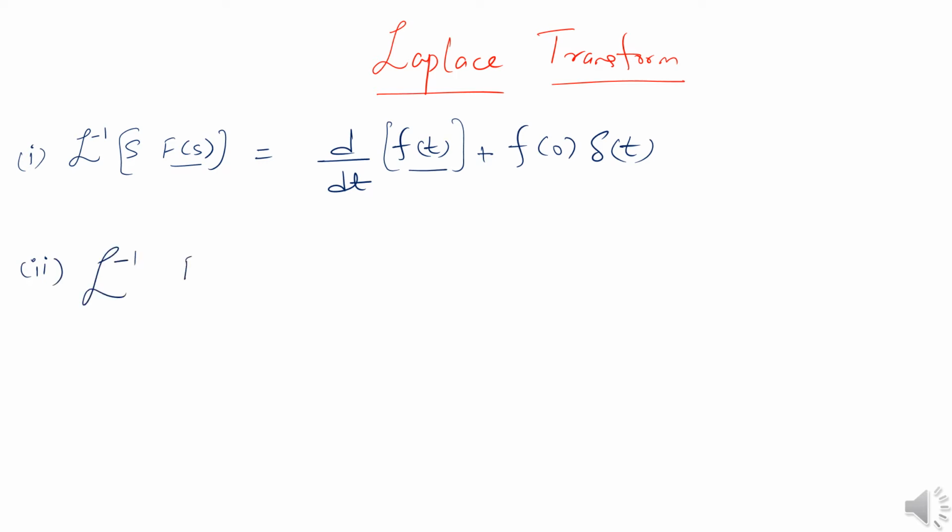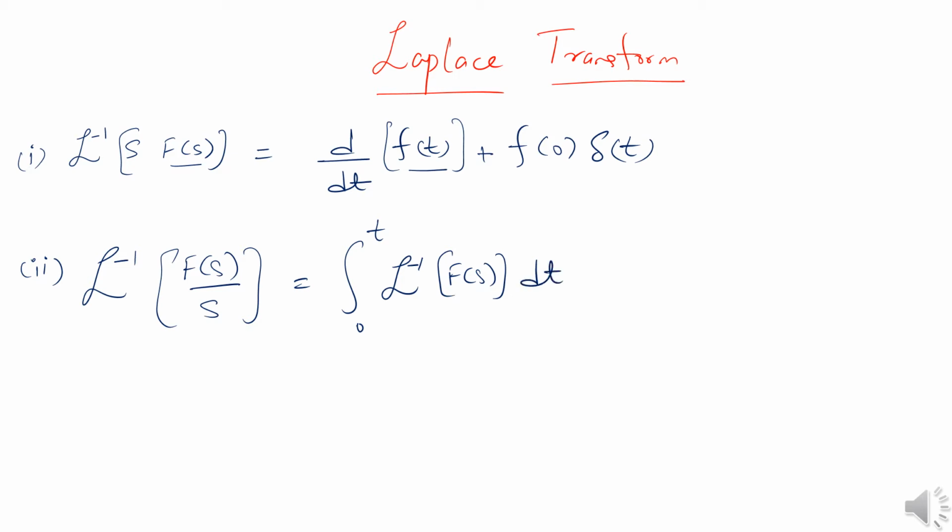The second property we learned is when F(s) is divided by s, and it is very simple. It's the integral from 0 to t of the Laplace inverse transform of F(s) dt, or we can write it as the integral from 0 to t of f(t) dt. This f(t) we can get by applying the inverse transform of the function F(s).